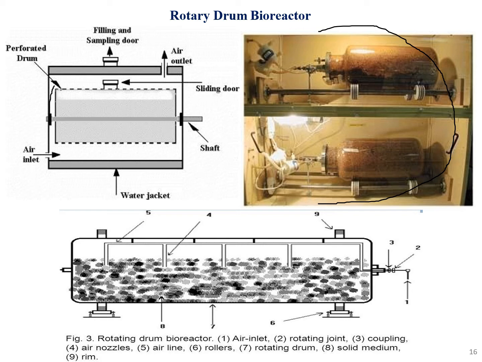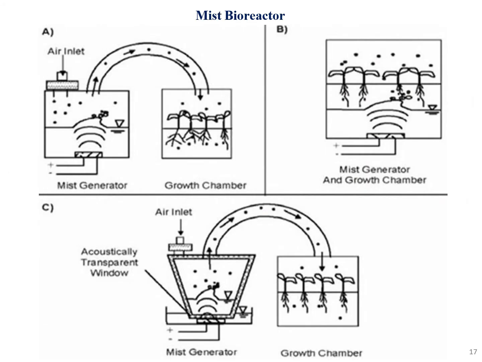These drums are perforated drums, and underneath we have the air inlet. Above we have the filling and sampling door. Outside we have an air outlet. We have sliding doors and a shaft for moving some parts. All right, so here we have a labeled diagram along with these labelings, as you can see.